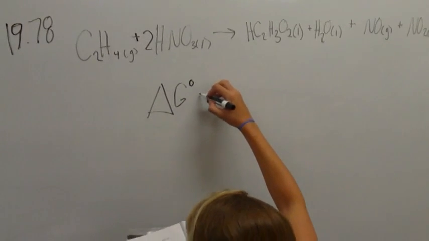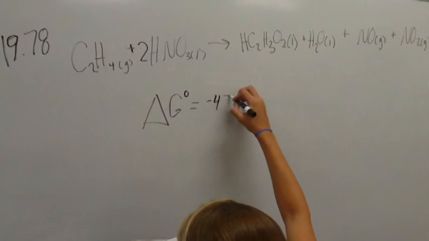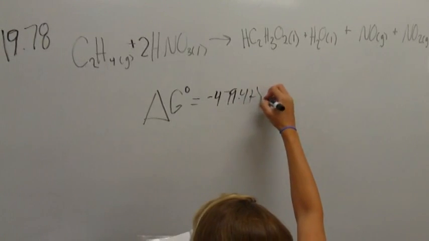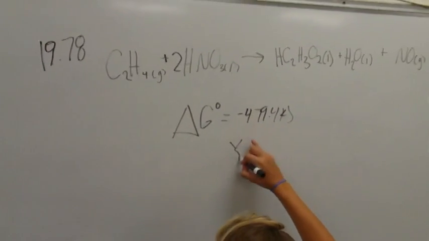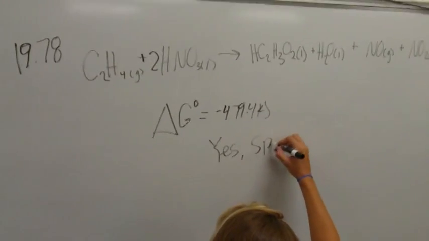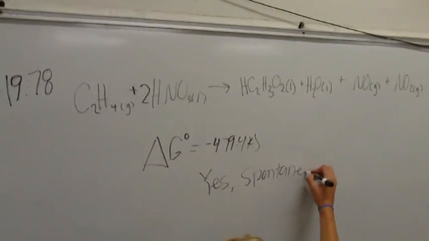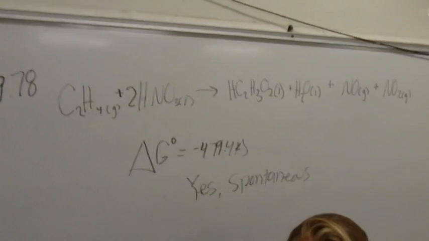Either way, our delta G ends up being negative 479.4 kilojoules. And so since the delta G is negative, we know that yes, it is spontaneous. Woo! Spontaneous!